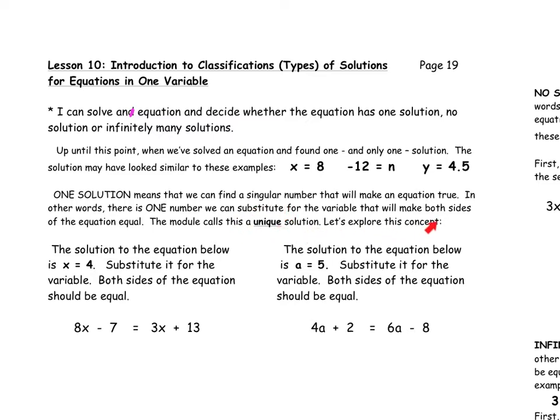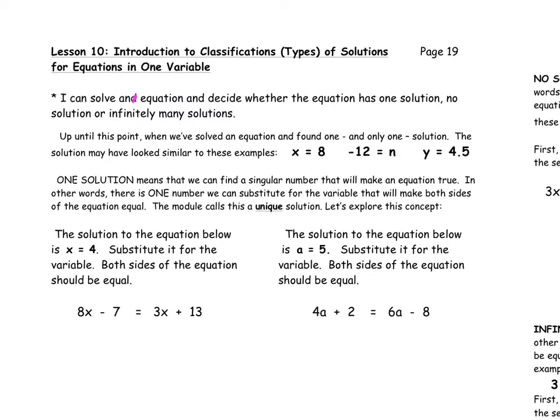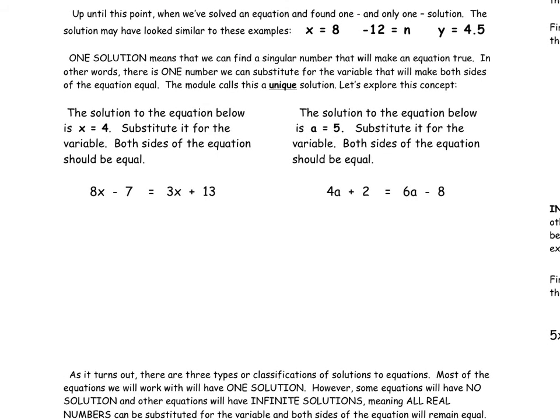So let's explore this concept. This tells us the solution to the equation below is x equals 4. Substitute it for the variable. Both sides of the equation should be equal. So instead of solving the equation, we're going to substitute this. We're going to take x equals 4 and we're going to replace all the x's with 4.